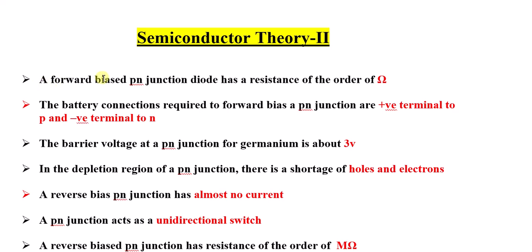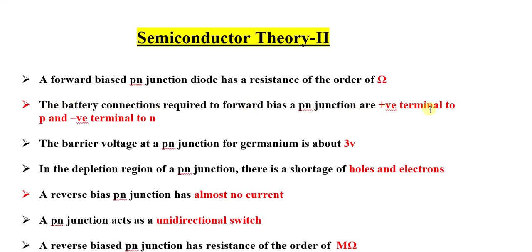A forward biased PN junction diode has a resistance of the order of ohms. So what is forward bias? Forward bias means the positive terminal is connected to the positive of the battery, and the negative terminal is connected to the negative of the battery. So this is nothing but the forward biased situation. When the PN junction is forward biased, it has a resistance of the order of ohms, which is very less.